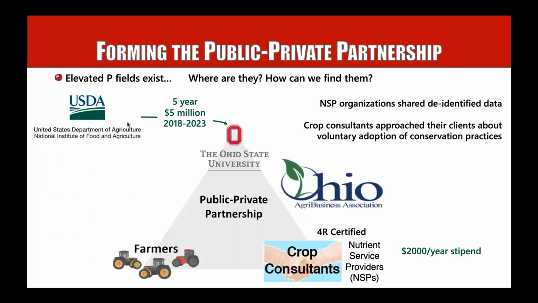So by forming a research team with the Nature Conservancy, we first reached out to the Ohio Agribusiness Association. The Ohio Agribusiness Association is very important because they organize the 4R certified program in Ohio, which tries to get the right practices to the right field. And they also have many nutrient service providers or crop consultants that are 4R certified. So the Ohio Agribusiness Association reached out to 4 possible nutrient service providers and asked them if they'd be interested in working on this project.